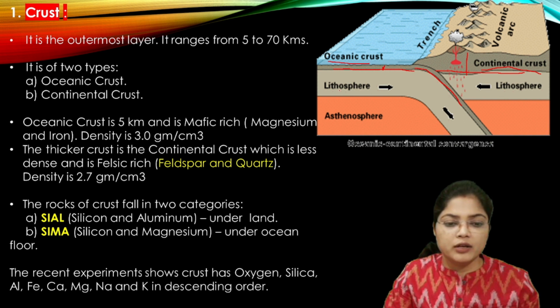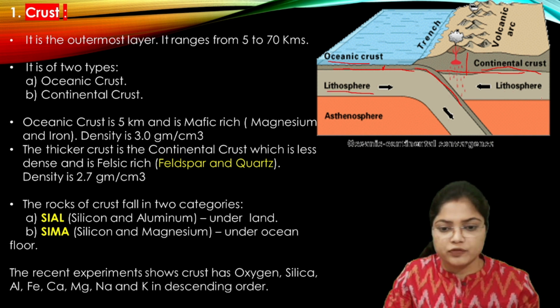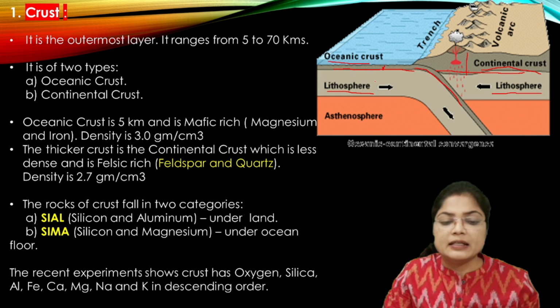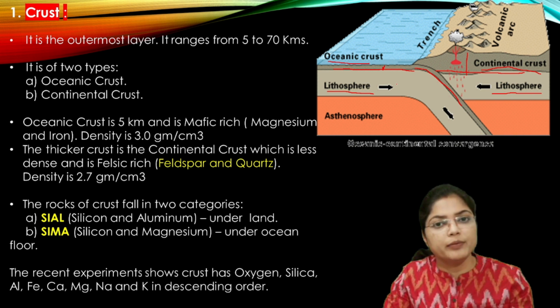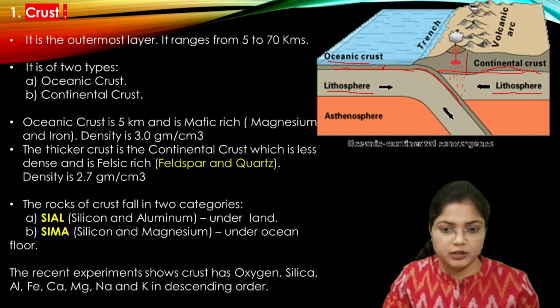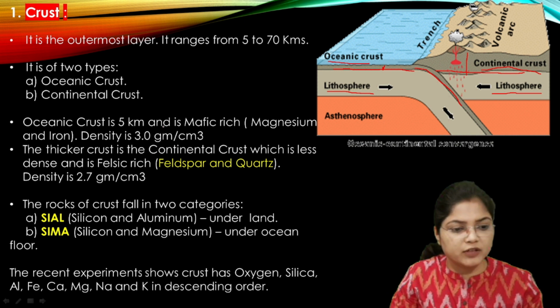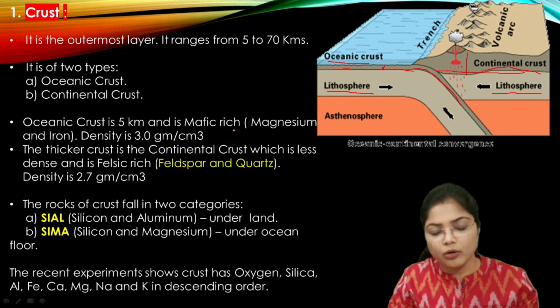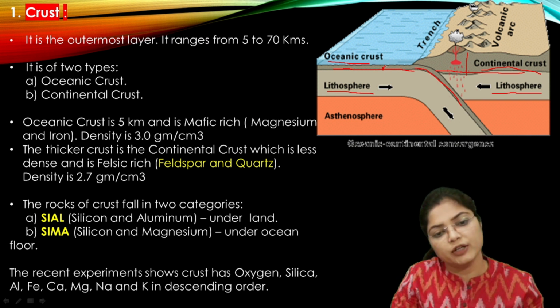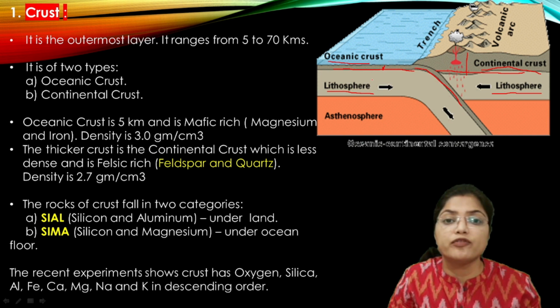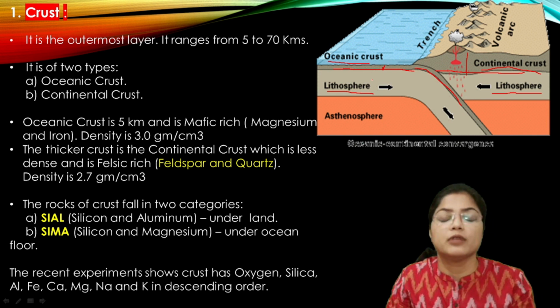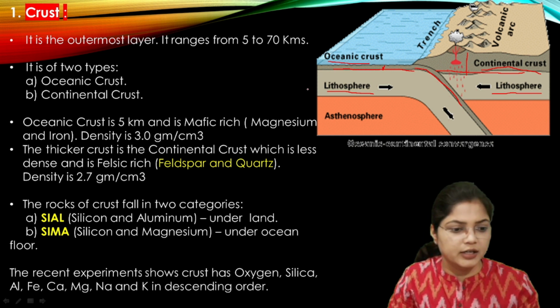Okay, and now here one more thing you are seeing, it is lithosphere. Lithosphere means it is the crust plus upper mantle. When crust and upper mantle come together, it's known as lithosphere. So this is all about the crust, and in detail we are going to study now. Oceanic crust is 5 kilometer and is mafic rich. I have told you earlier that it is only 5 kilometer in thickness, and it is mafic rich. Mafic rich means it is rich in magnesium and iron. Its density is 3 gram per centimeter cube.